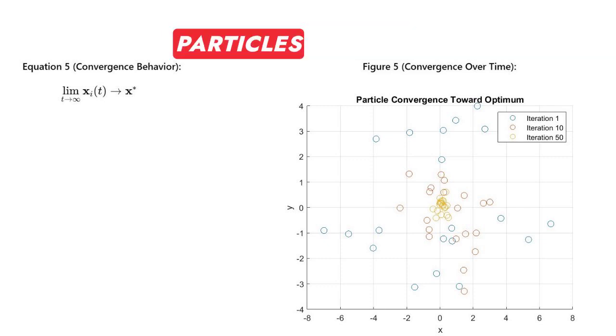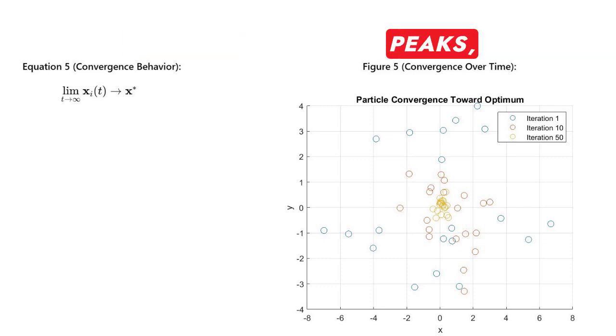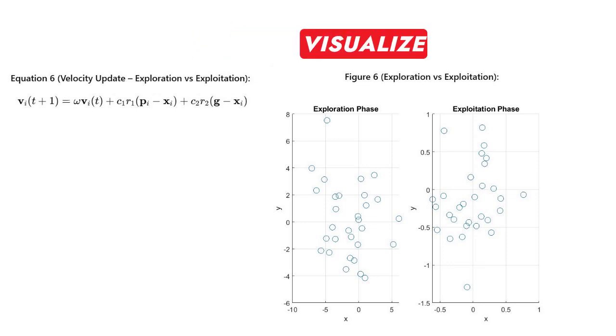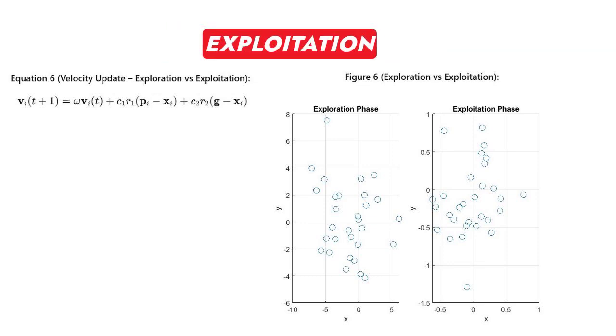Over iterations, particles converge toward promising peaks, narrowing their search area around optima. We also visualize exploration versus exploitation, as particles maintain diversity or focus tightly around a solution.